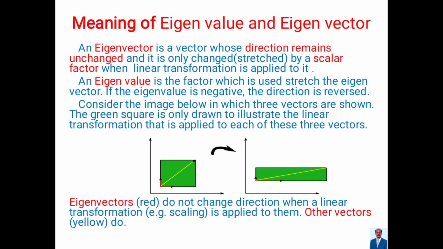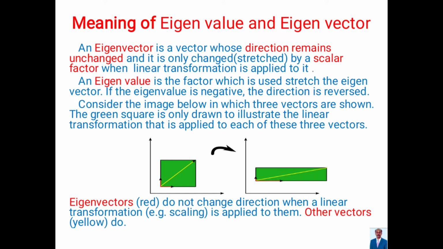So what is the meaning of eigenvalue and eigenvector? An eigenvector is a vector whose direction remains unchanged and it is only changed by a scalar factor when a linear transformation is applied to it, if we want to stretch it. An eigenvalue is the factor which is used to stretch the eigenvector. If the eigenvalue is negative, then the direction is reversed.